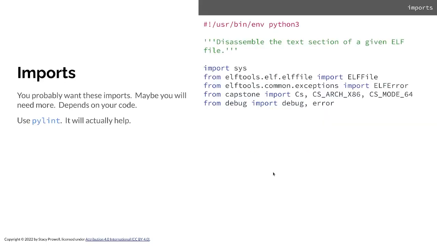Some imports you're going to need just to get you started. You're going to need sys so that you can get to the command line arguments. You're going to need elffile and ELFError. You're going to need the things we saw earlier, CS, because you're going to be creating a disassembler. And you'll need x86 and 64 because you're doing 64-bit x86. And you may want debug and error out of my debug package. It's up to you. Use Pylint. It will help.